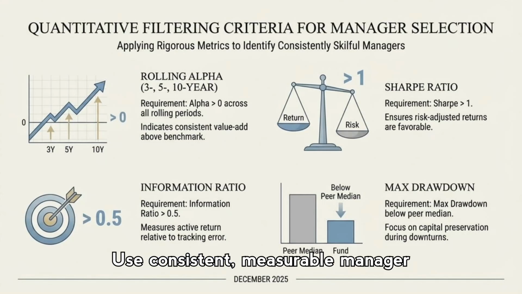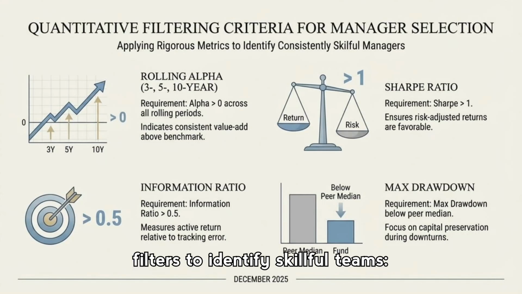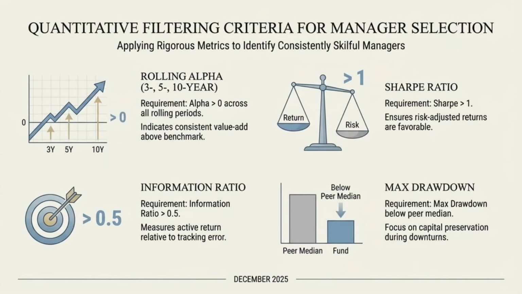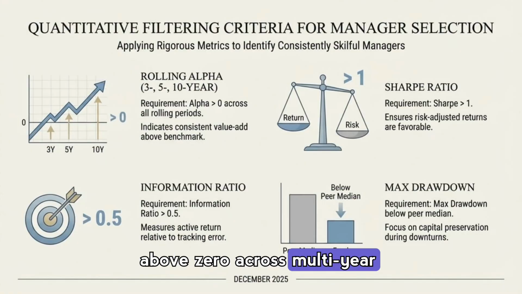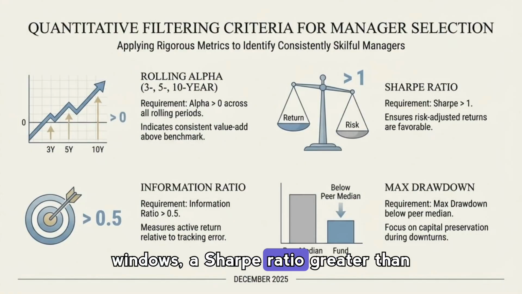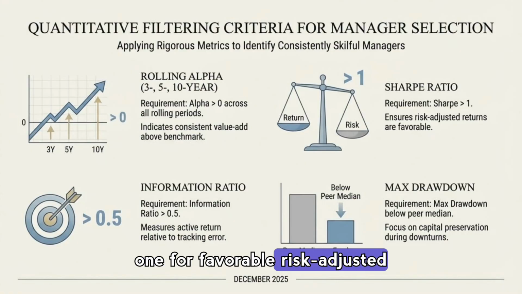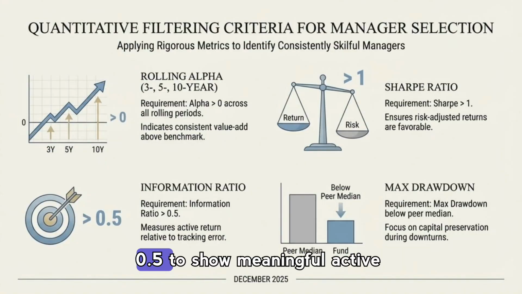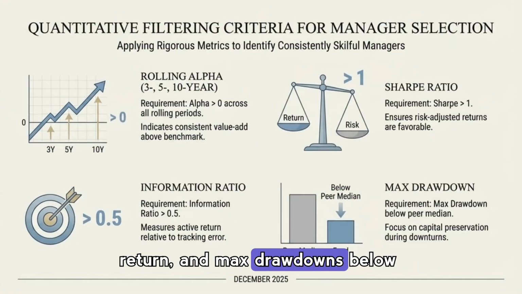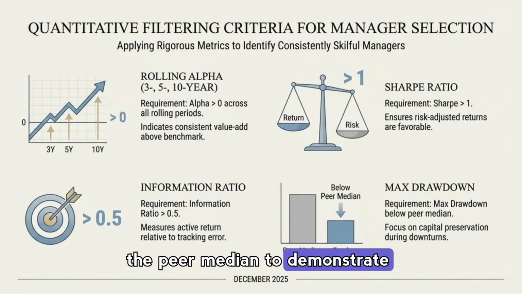Use consistent, measurable manager filters to identify skillful teams. Look for rolling alpha persistently above zero across multi-year windows, a Sharpe ratio greater than 1 for favorable risk-adjusted returns, an information ratio above 0.5 to show meaningful active return, and max drawdowns below the peer median to demonstrate capital preservation through downturns.